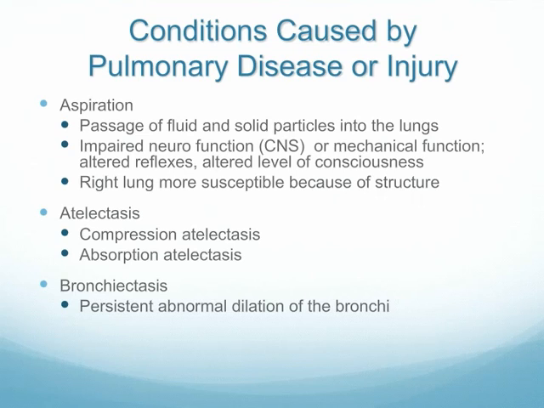Atelectasis is caused by alveoli that are collapsing. Alveoli can collapse just because they're not being used very much. For example, a patient in the hospital who's not getting up and walking and things like that can develop atelectasis. Bronchiectasis is an abnormal dilation of the bronchi that can be caused by a variety of different pulmonary conditions.